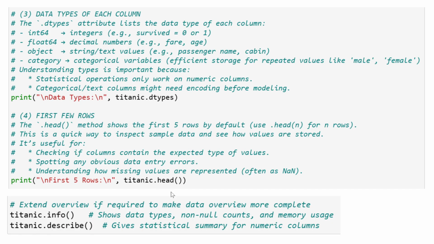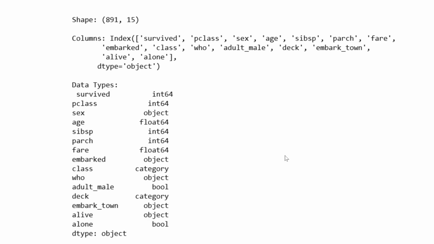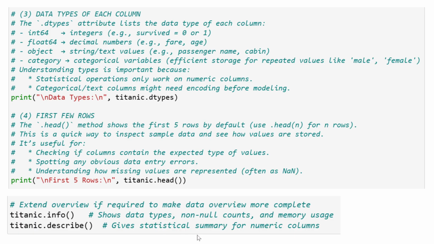So with titanic.head, I will display the first 5 rows by default, and with titanic.head(10), I will display the first 10 rows, and so on. Then if I need more information for a data overview, a more complete picture, titanic.info will show you the data types, the non-null counts for each column, and the memory usage. So this will give you some additional overview of the data.